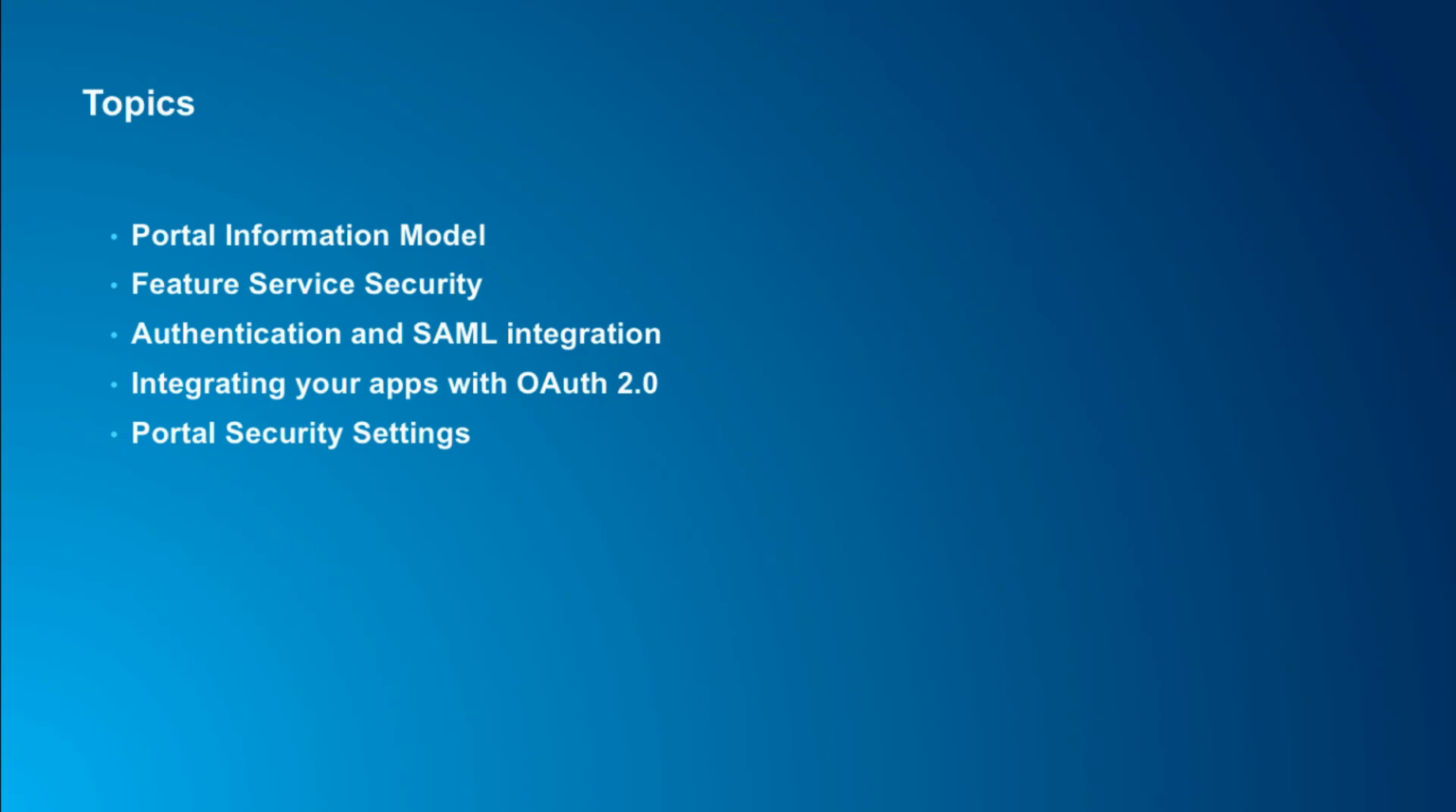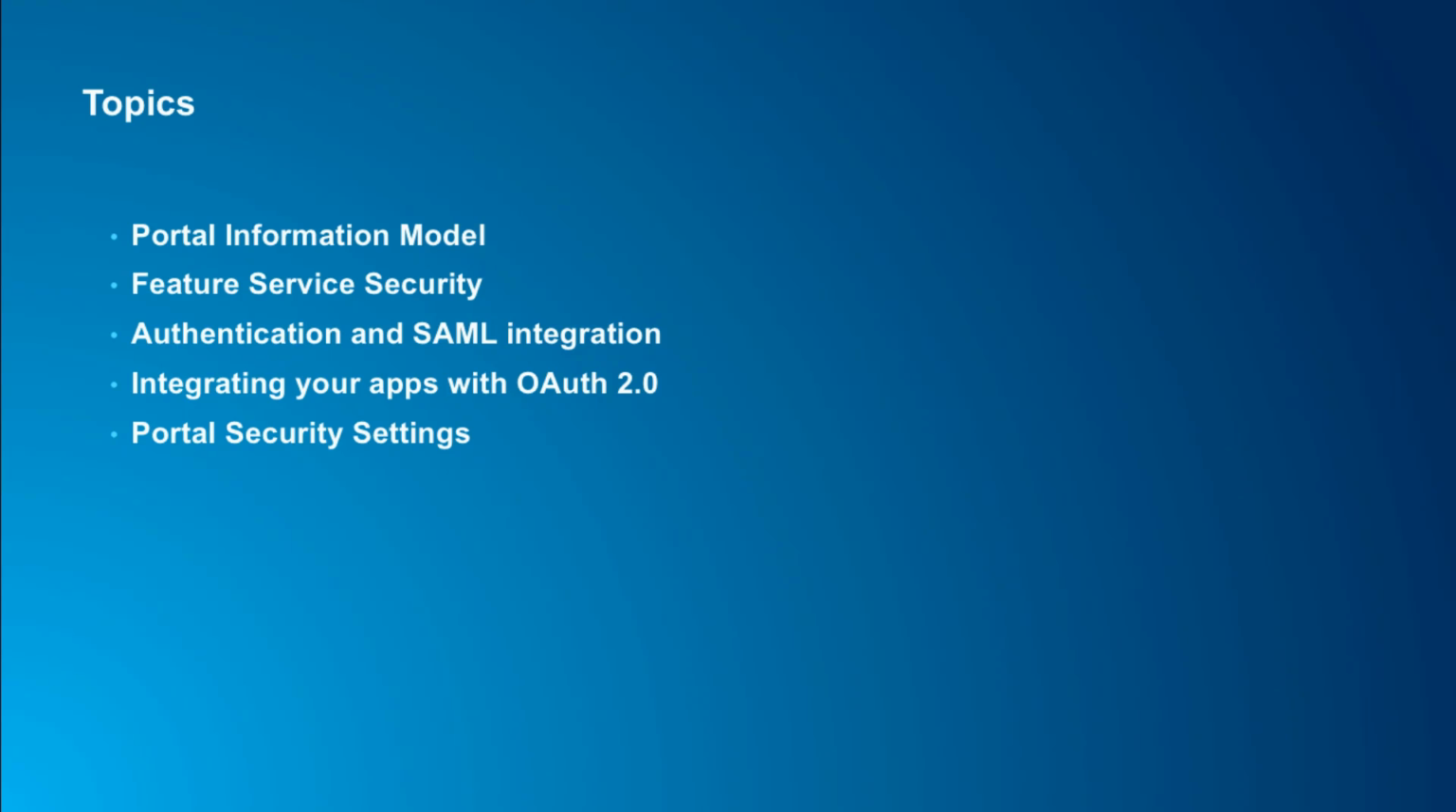So the first topic we'll cover is the portal information model. That gives you sort of foundation for everything else. It's really how the online portal is built and its components and related to security. We'll talk about feature service security in terms of switching on editing and doing something called views to allow people to manipulate features in different ways in your feature services.